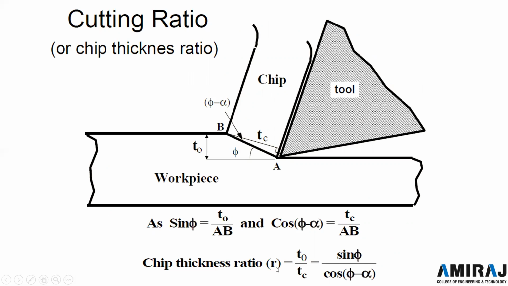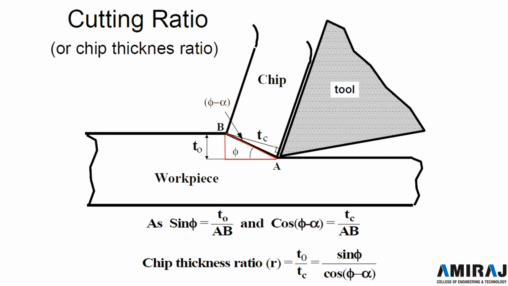How do we find the chip thickness ratio? Here you can see this is phi, the shear angle. For phi, there is one triangle forming over here, and in this triangle, sine phi will be t0 by AB.